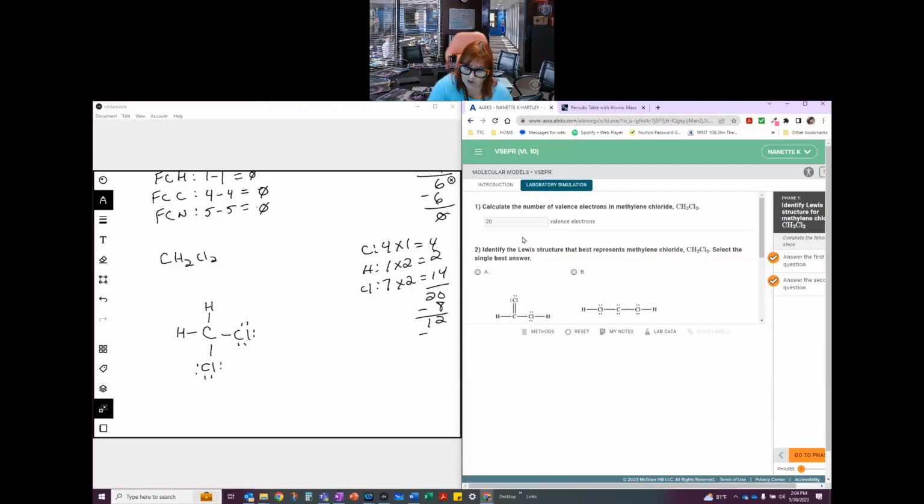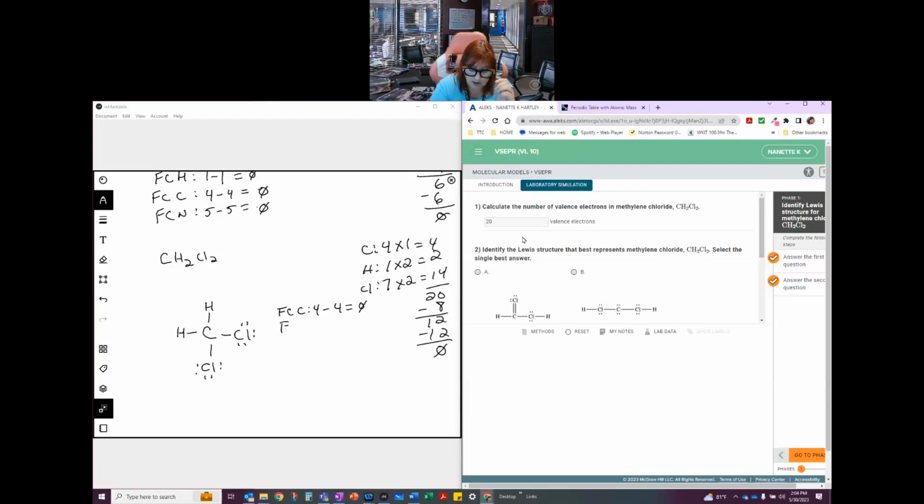That makes 12, so there are none left. That's good because none need to go on carbon. Remember that carbon brought 4 to this party, so if we look at the formal charge for carbon, that would be the 4 that he brought, plus the 1, 2, 3, 4, half of each of those bonds, 4 that he has access to, so his formal charge is 0.